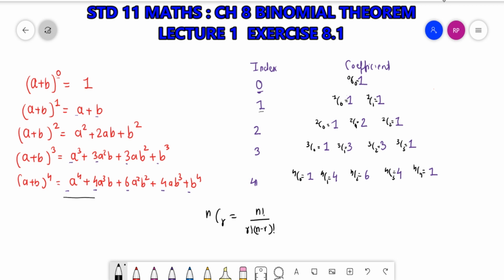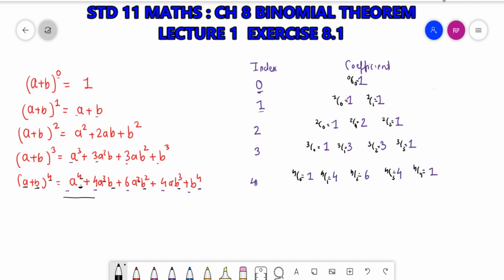See here the variables. If it is a plus b with n equal to 4, the power of a is 4, 3, 2, 1 and nothing means 0. And the power of b, nothing in the first, so 0, then b raised to 1, b square, b raised to 3, b raised to 4. Okay, so from that we can derive a formula.